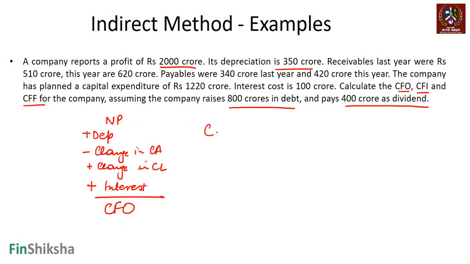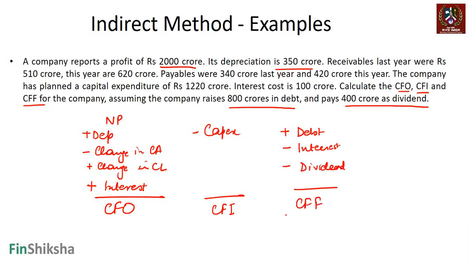CapEx is straightforward. CapEx negative is my CFI, unless I have some sort of an amount that comes in there, and plus any debt raised minus any interest paid, which is the plus that we did here, minus any dividend paid is going to be my cash flow from financing activities, right? So that's the set of formulas that we're going to use. We can put all these numbers in an Excel and try and identify the actual numbers, right? Let's do that.